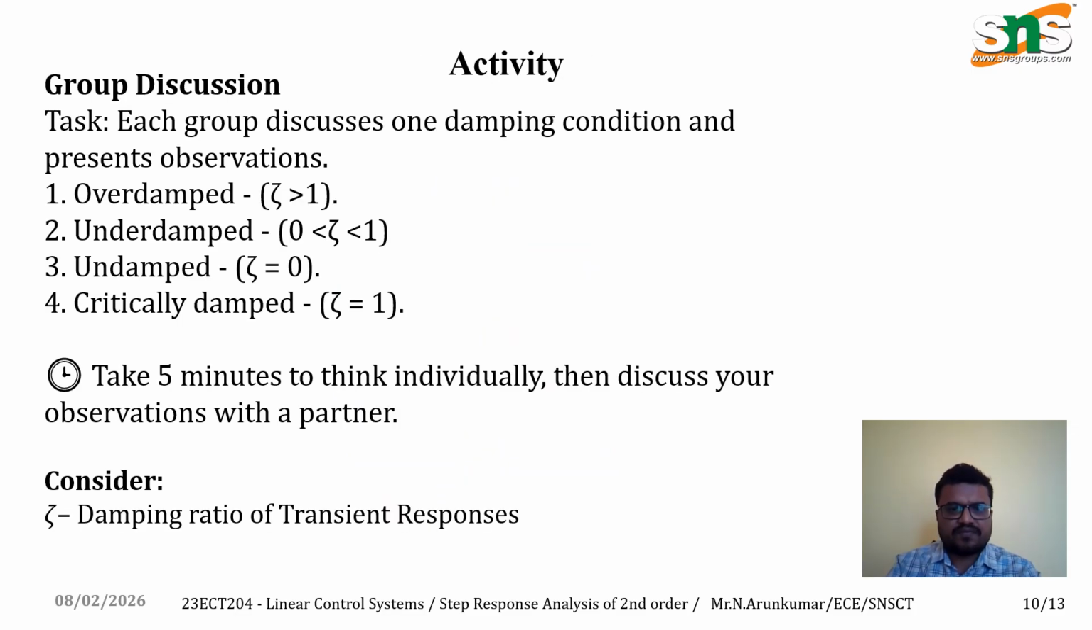Activity. The activity given is a group discussion. We need to identify the damping conditions based on del greater than 1, del equal to 0, del equal to 1, and 0 less than del less than 1, so that you know very well the damping ratio of the corresponding system functions. Take 5 minutes individually, then discuss with your partner, have a chat with your friends, and you can find the solutions of the equations.